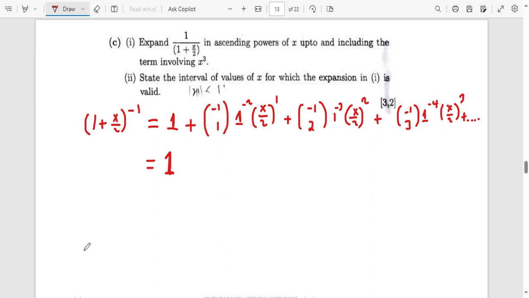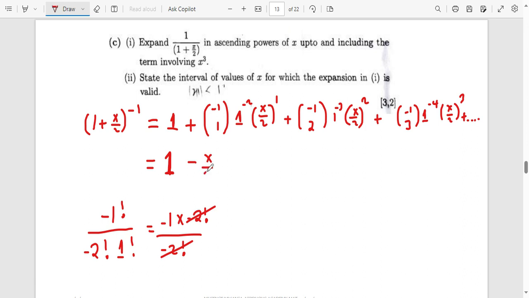So negative 1 combination 1 means negative 1 factorial divided by negative 1 minus 1, that would be negative 2, put a factorial, and the number which is down here, which is a 1, also put a factorial. Negative 1 factorial means negative 1 multiplied by the number 1 less than it. So negative 1 minus 1 is negative 2. That's the number 1 less than it. So put a factorial on negative 2 because you also have negative 2 factorial down. This will cancel with this, so the answer will just be a negative 1. 1 to the power negative 2 is just 1. So negative 1 times x over 2, that will be negative x over 2.